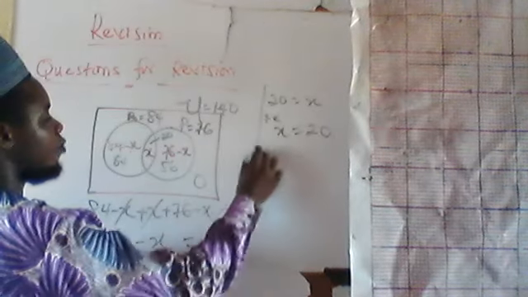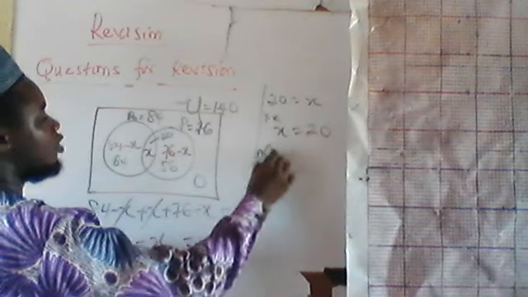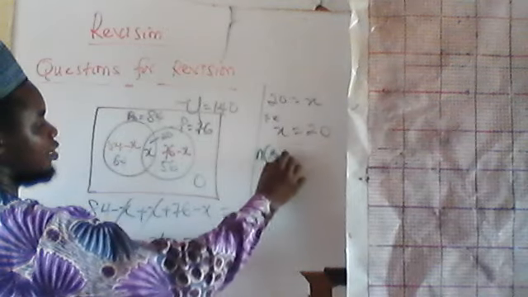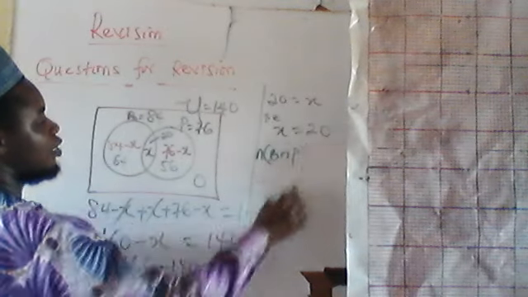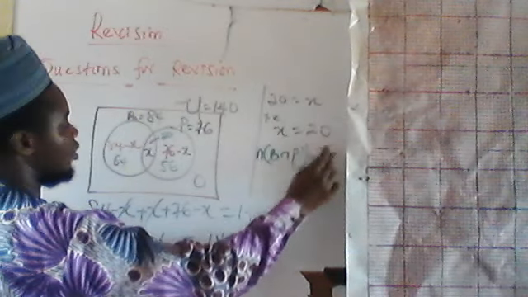Now, if you look at the question, it says that you are to find the number of students who offer biology but not physics. So those who offer biology but not physics will be biology only. So how do you write it? That will be the number of biology intersection physics complement. And that will be 64.